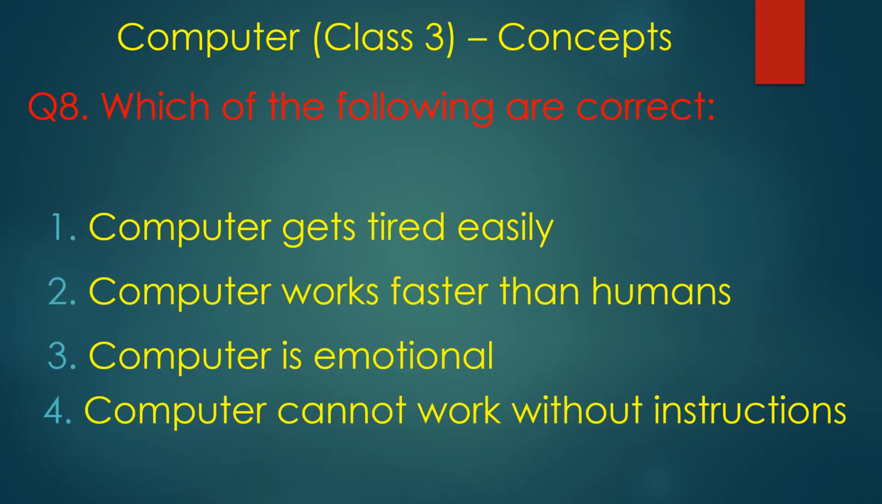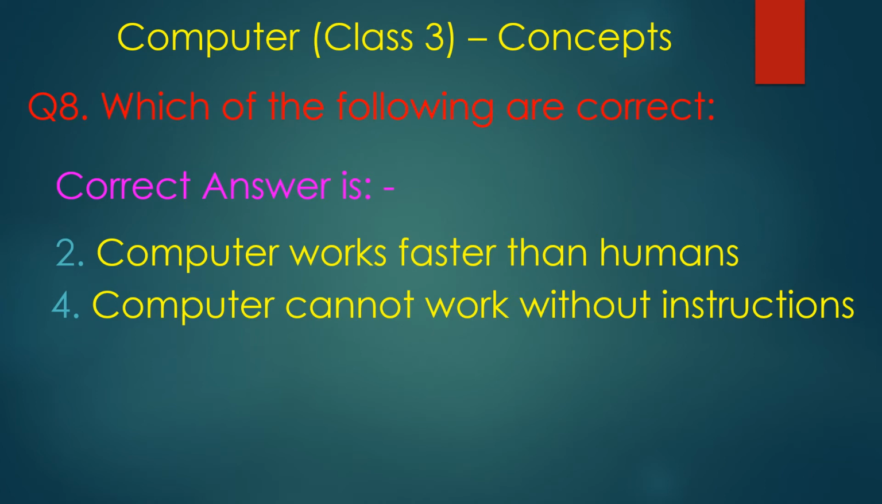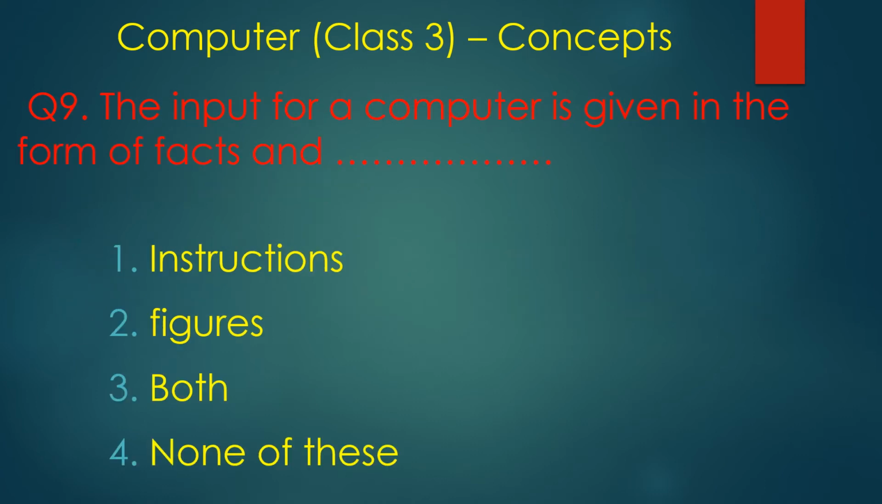Which of the following are correct? Computer gets tired easily. Computers work faster than humans. Computer is emotional. Computer cannot work without instructions. Which of these are correct? Computers work faster than humans. You know that computer cannot work without any instructions. If you do not give any instruction, the computer can't do anything.